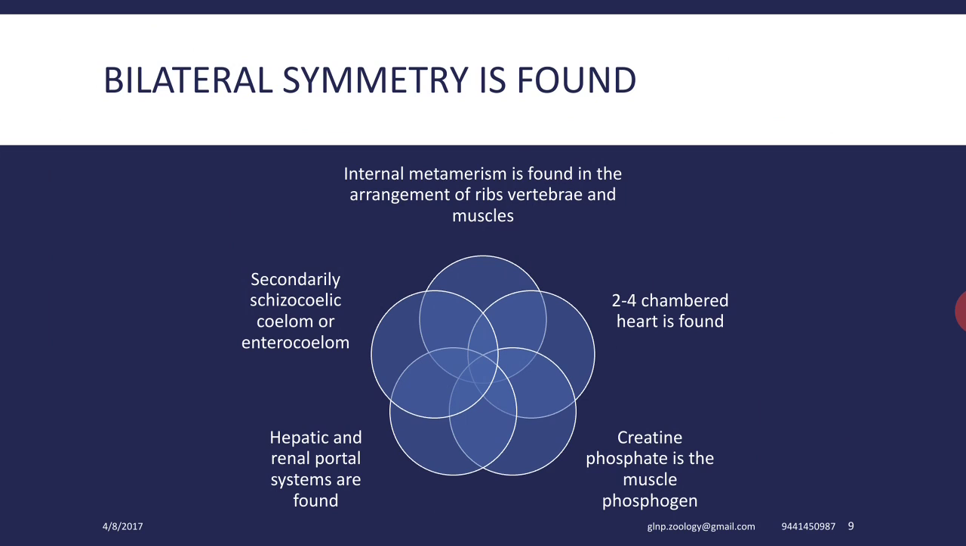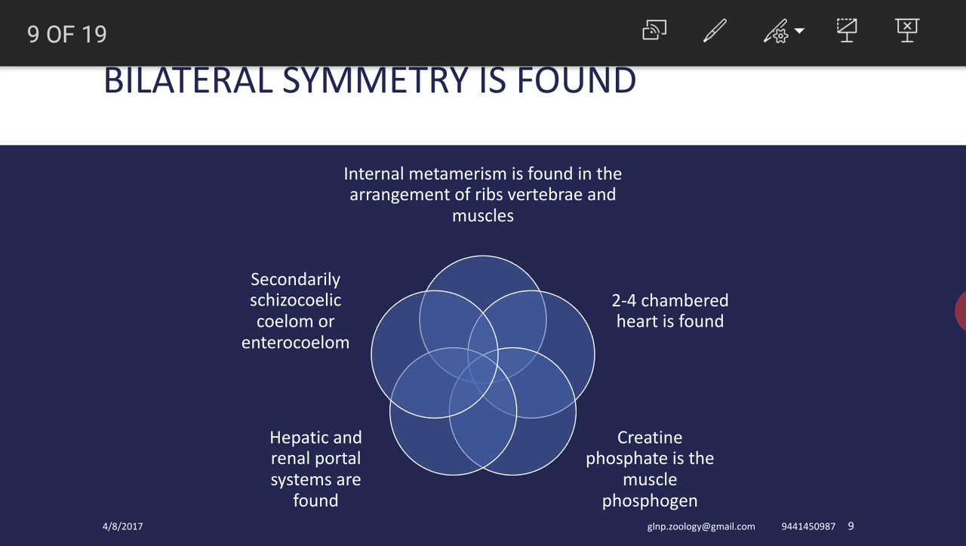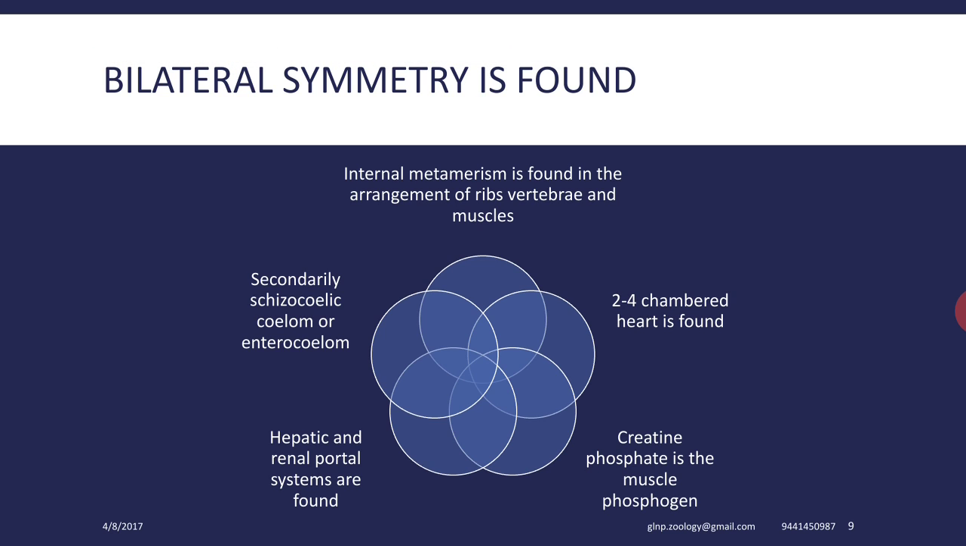And there is a post-anal tail in chordates. At least this tail should be found as a bud in the embryonic conditions, which is used as a balancing organ, and it is also used as either an organ of offense or an organ of defense in some vertebrates. And coming to the other characters, all these four characters are very specific, namely notochord, nerve cord, pharyngeal gill slits, and post-anal tail. Coming to the other characters, chordates exhibit bilateral symmetry, of course.